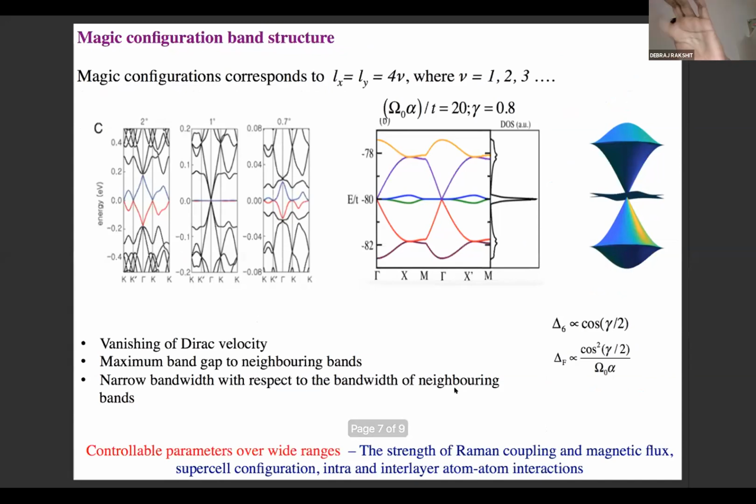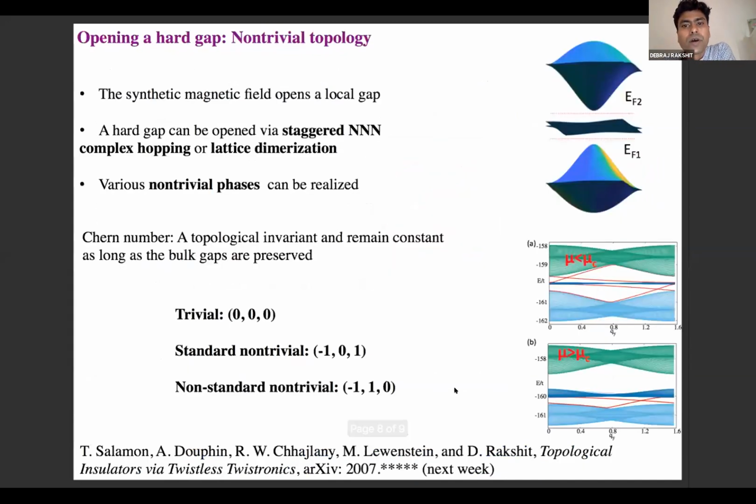But you will see these bands are actually touching each other. They are really not isolated. So if you really want to open a hard gap, then you need some additional mechanisms, and we can do it by staggered next nearest neighbor complex hopping or lattice dimerization schemes. I will not explain that in detail because I don't have time.